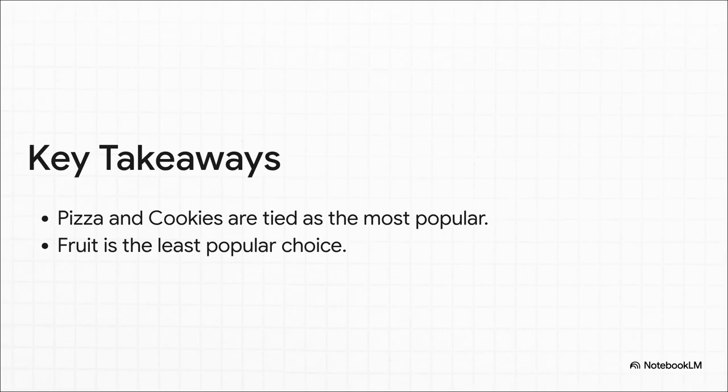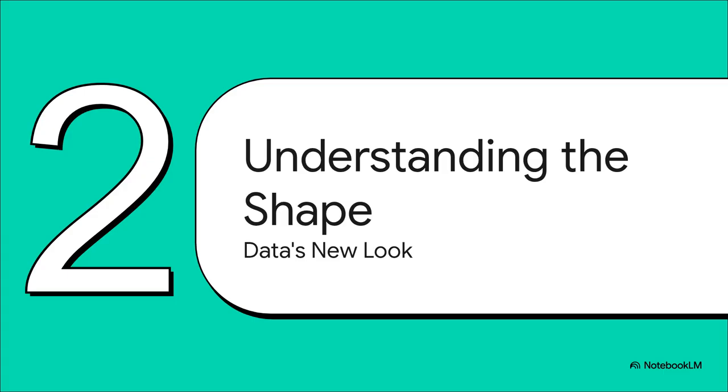And look how easy it is to pull out the main points. You can see right away, clear as day, that pizza and cookies are tied for the most popular, and poor old fruit is way down there at the bottom. And that is information you can actually use. Okay, so that's the first huge step. But where do we go from here?